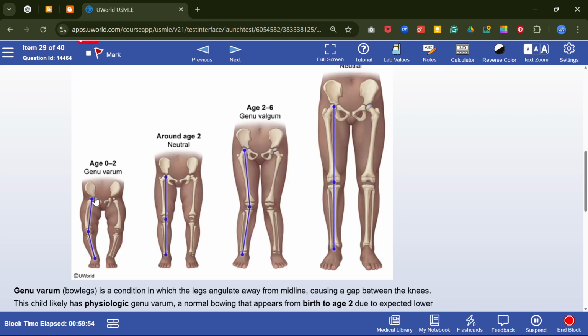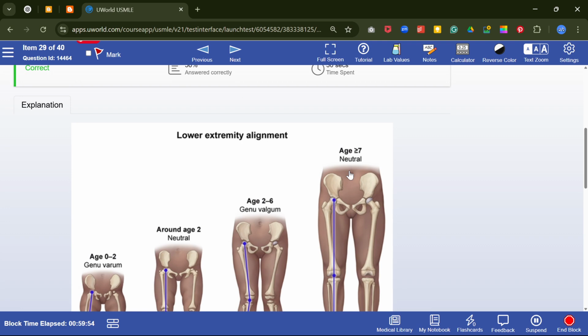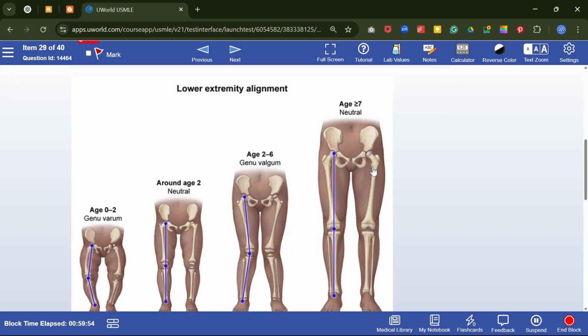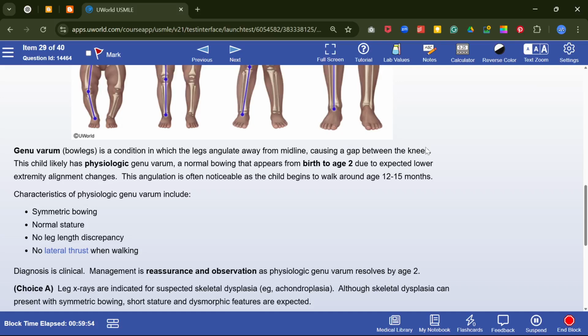Age 0 to 2, genu varum. Then at around age 2, it is neutral, then genu valgum. And finally, at age 7 or more, it is neutral. This is the lower extremity alignment.